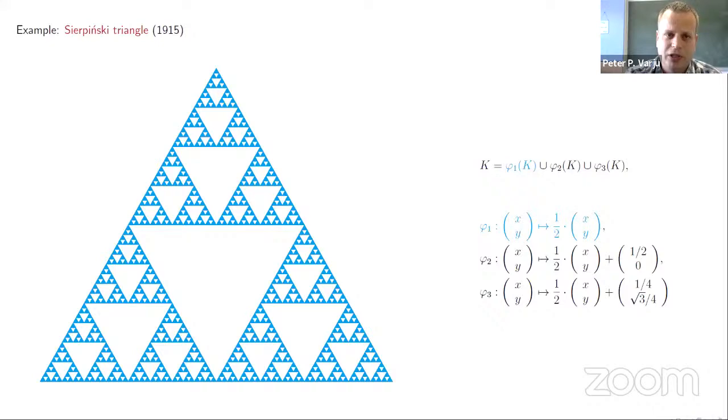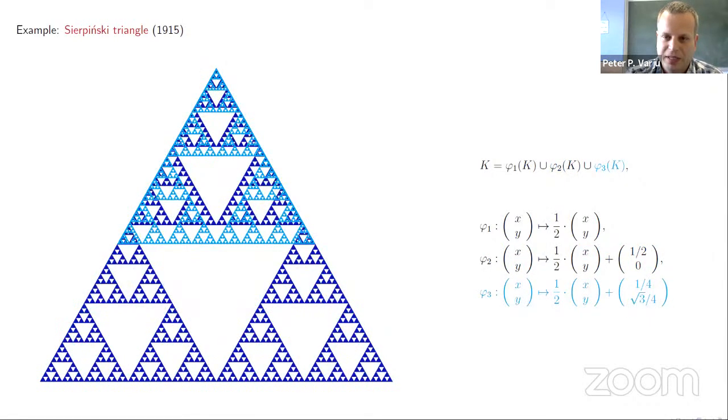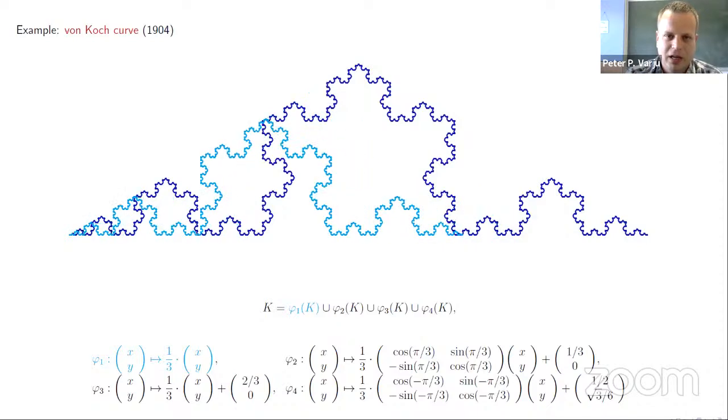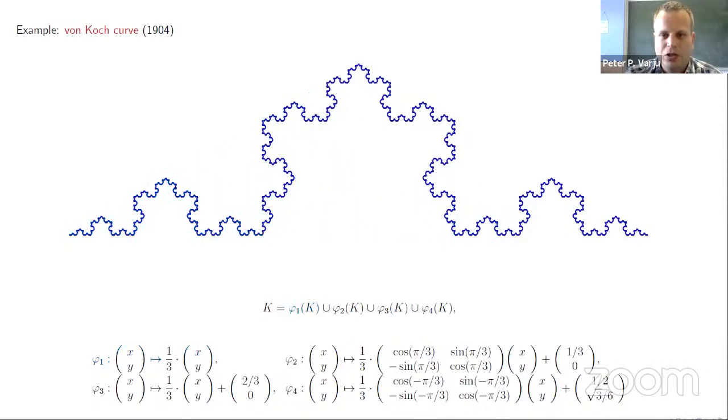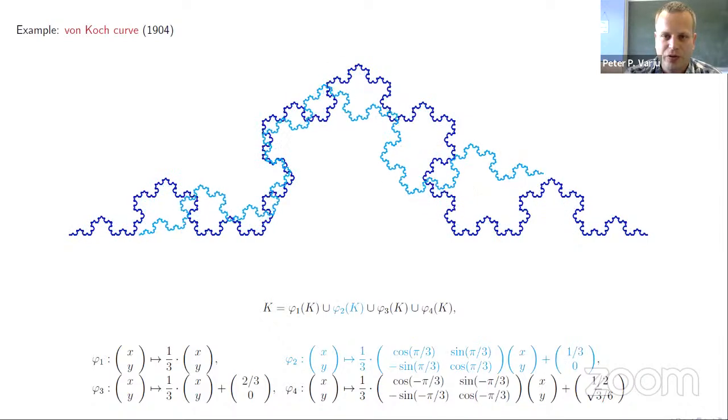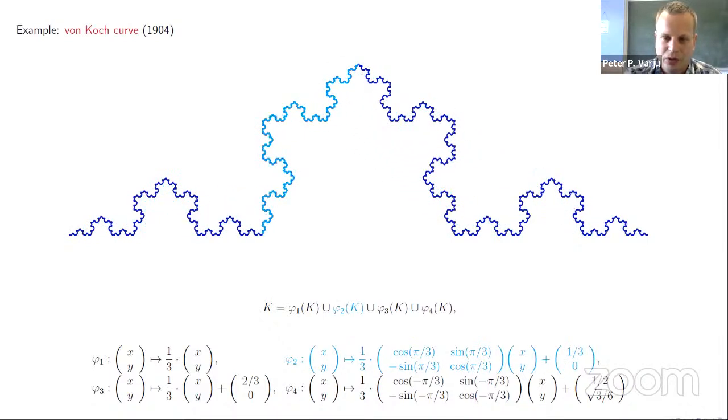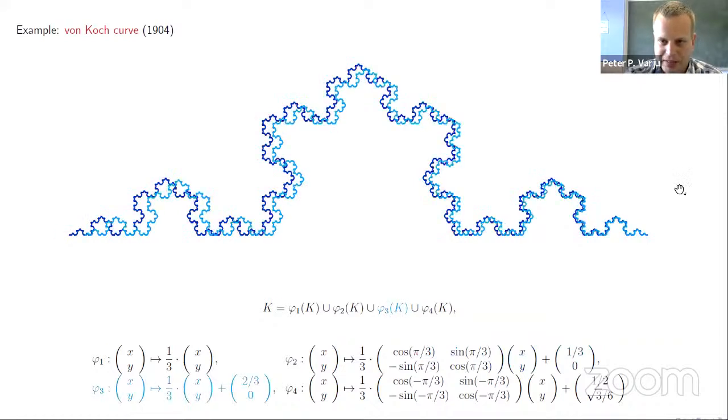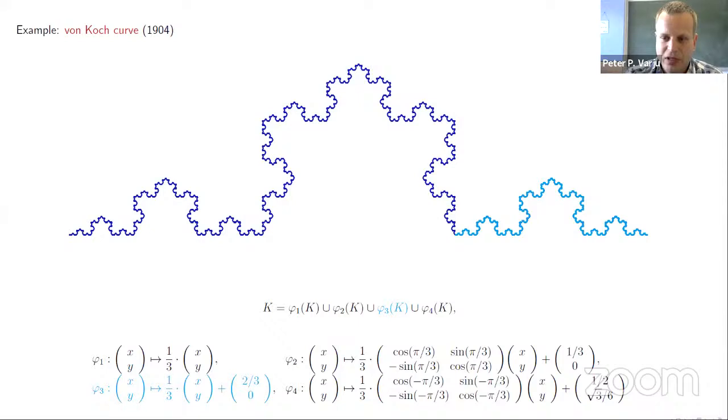Then there is also the Sierpiński triangle, which can be realized as three shrunk copies of itself, as you can see in this animation. And then finally, there is the von Koch curve, which is the union of four shrunk copies, and now we also have some rotations by 60 degrees. So I'm waiting for the last copy. Yeah, there it is.